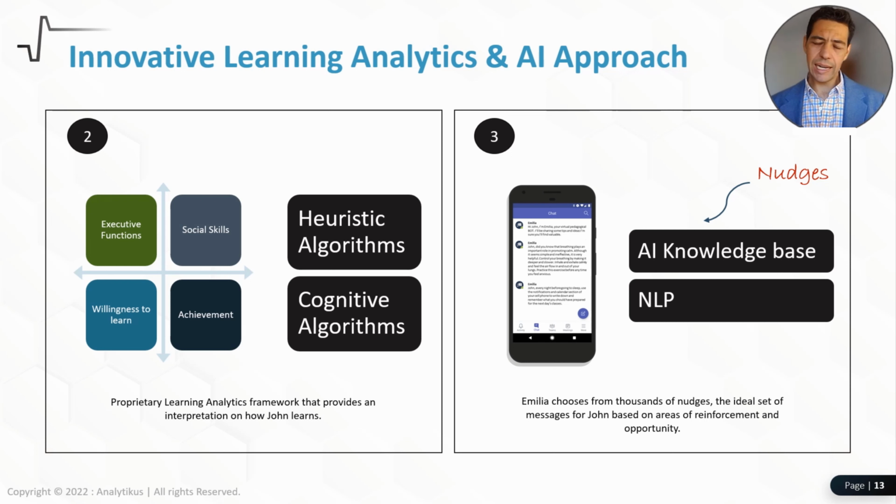So the innovative learning analytics and AI approach is composed of two blocks. One, understanding how the student learns, and the second one, interacting with the student. This interaction is, of course, the massive knowledge base that we have put together, these personalized nudges, but also the natural language processing ability that Emilia has in order to interact with the students.